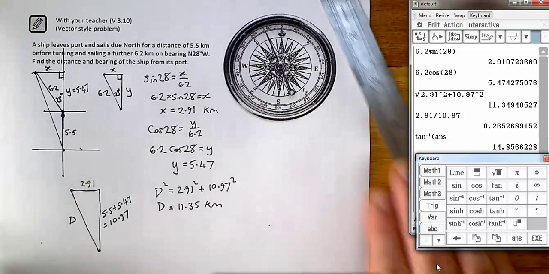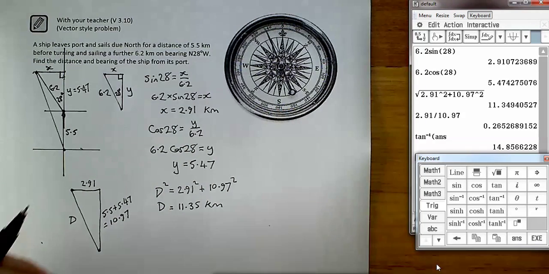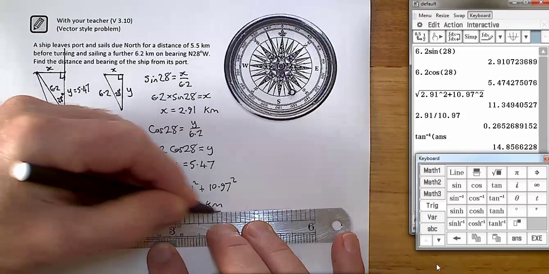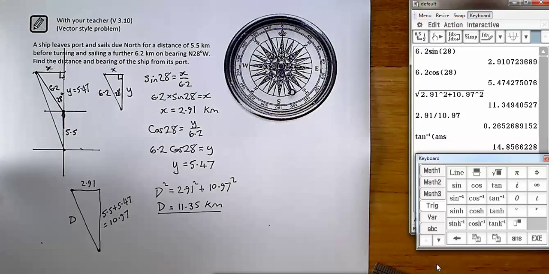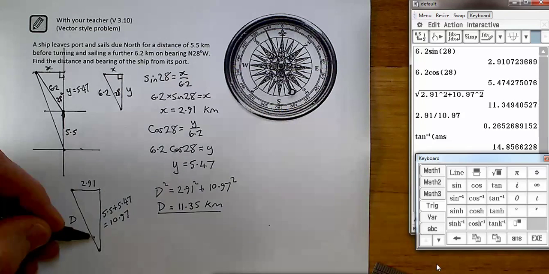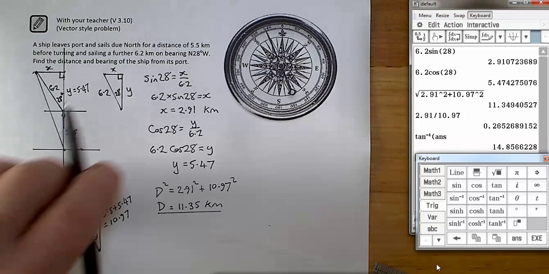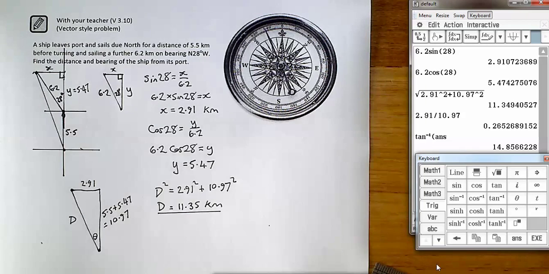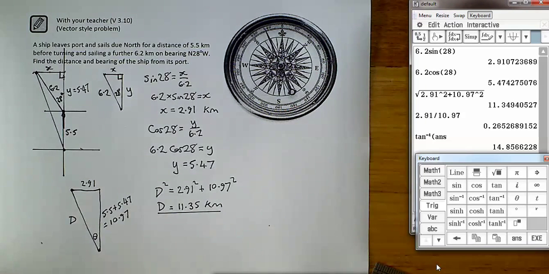And that's what the question asked us to do, although that was part of the question, because the question actually asked us to work out the distance and the bearing that the boat was from the port. Well, the bearing, we need to know what this angle is. How many degrees from north do you rotate round before you can see the boat? So, we know two sides here. We can work out what that angle is.